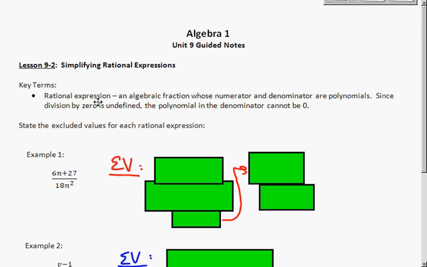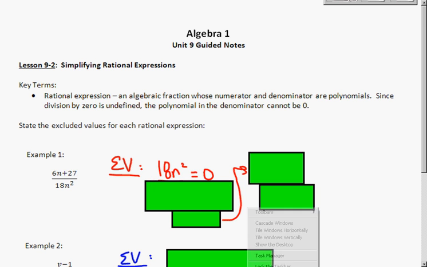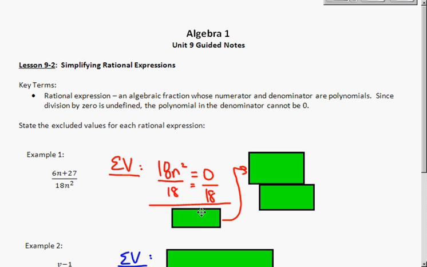So in order to figure out your excluded values again, what you would do is you'd take, in example 1, your denominator and set it equal to 0. When you set it equal to 0, basically you're solving for n, and what n has to be in order to make your denominator 0. That's why you set it equal to 0. So solve for n. Divide both sides by 18. When you divide both sides by 18, you wind up with n squared equals 0.